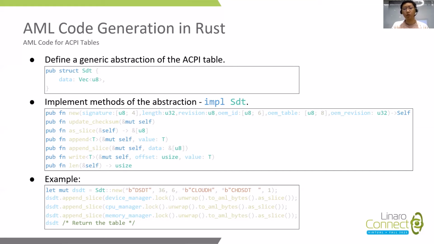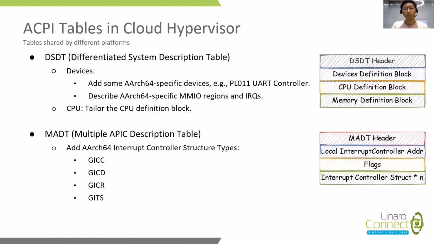For DSDT, we will need the device, CPU, and memory information. As the append_slice and to_aml_bytes methods are implemented following the ACPI spec, the table length and table checksum will be updated dynamically. Therefore, we can directly return the table after this.